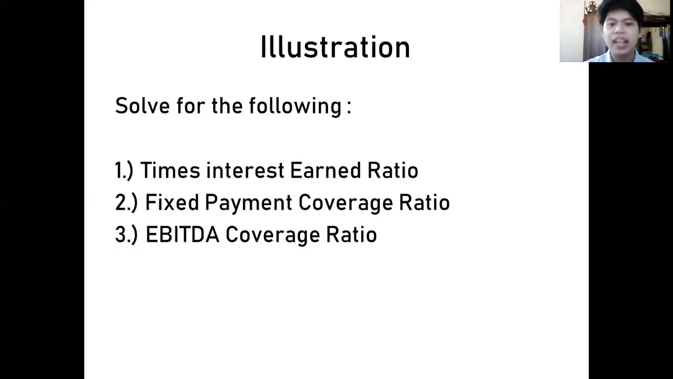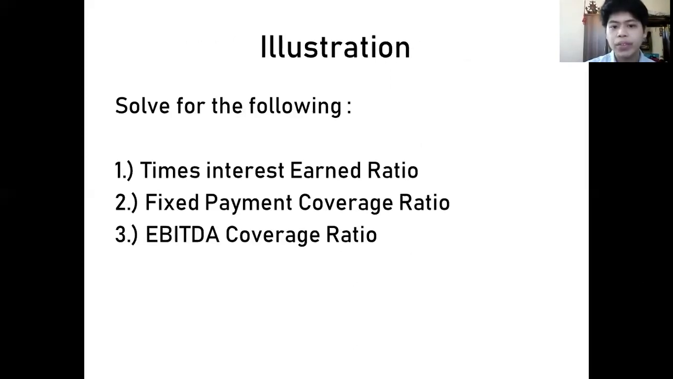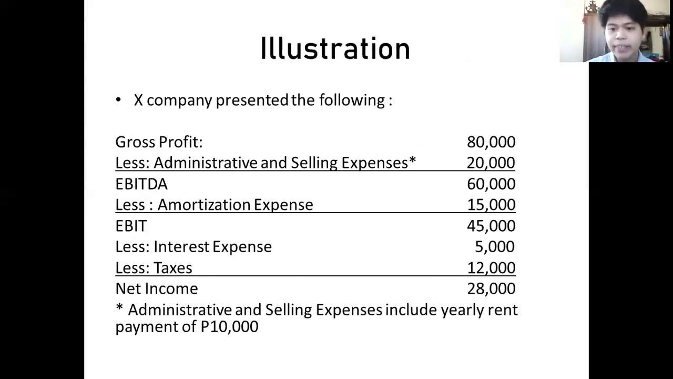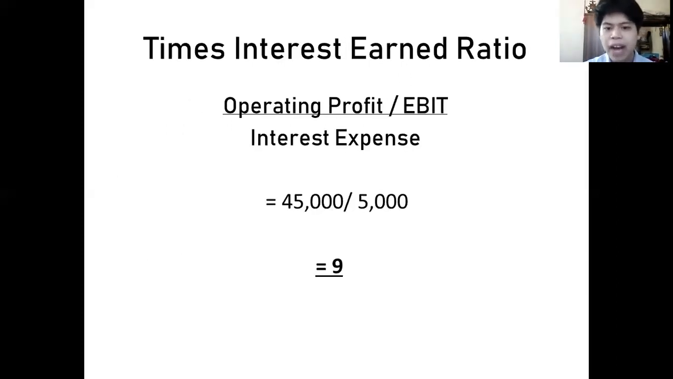So let's start with times interest earned ratio. So for times interest earned ratio, operating profit or EBIT divided by interest expense. So okay, tingnan natin. Yung EBIT natin, 45,000. Ang interest expense natin, 5,000. So 45,000 divided by 5,000. So our times interest earned ratio is 9.